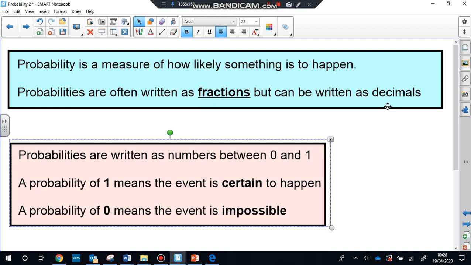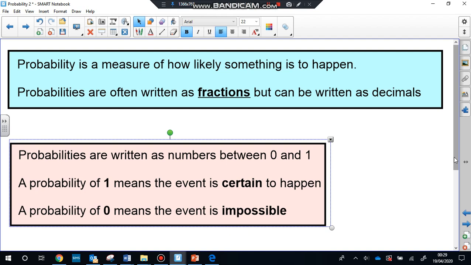Now, GCSE exams, they don't like them written as percentages, and you certainly wouldn't write them as ratios. So just make a note really that we need to write probabilities as fractions or decimals. Percentages are okay sometimes, but we tend to in exams stick with fractions or decimals. So if you could get that into your notes. Okay, so pause if you want to.